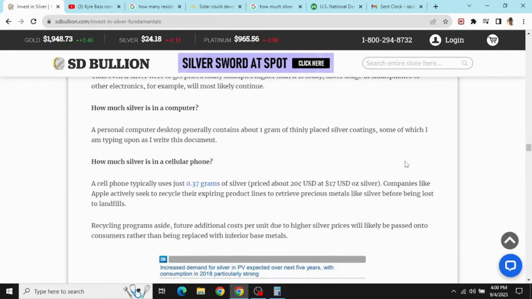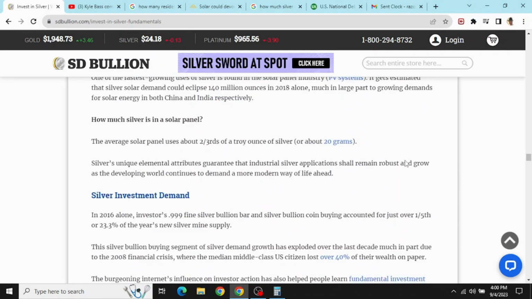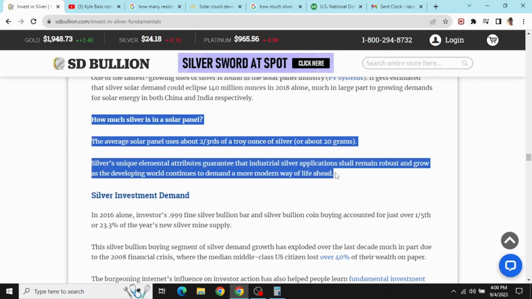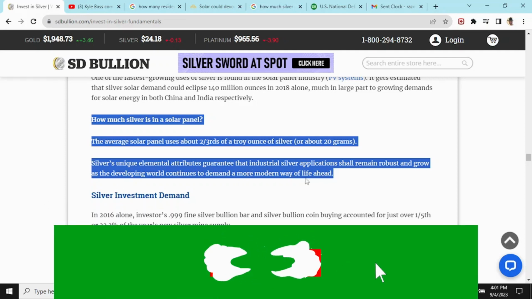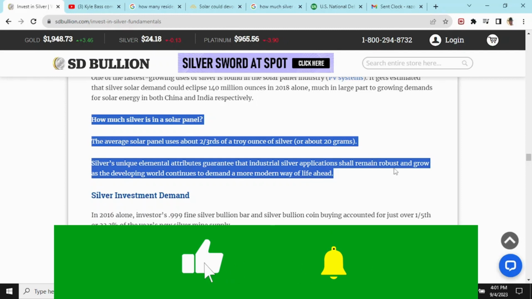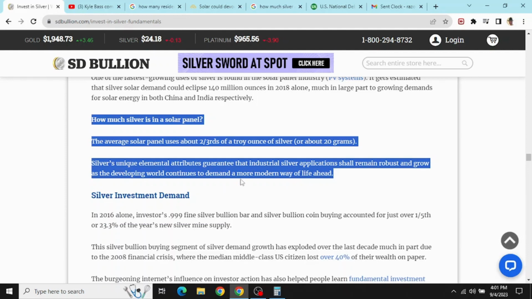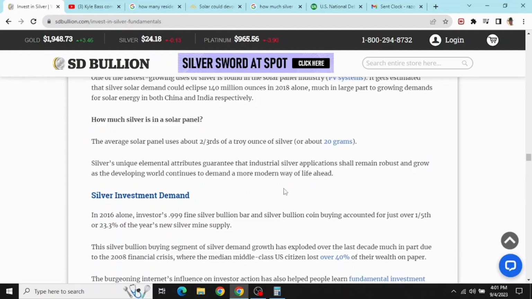So, I really wanted to hone in on this one little paragraph that they talk about here. I think this is just absolutely huge. How much silver is in a solar panel? Well, the average solar panel uses about 2/3 of a troy ounce of silver, or about 20 grams. Silver's unique elemental attributes guarantee that industrial silver applications shall remain robust and grow as the developing world continues to demand a more modern way of life ahead.